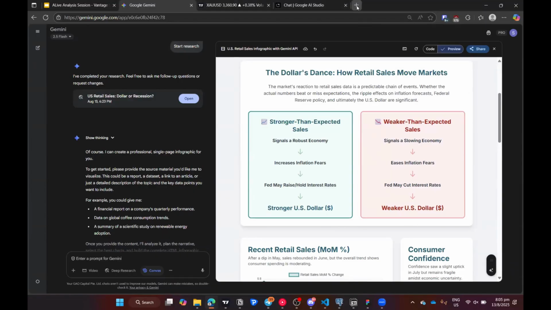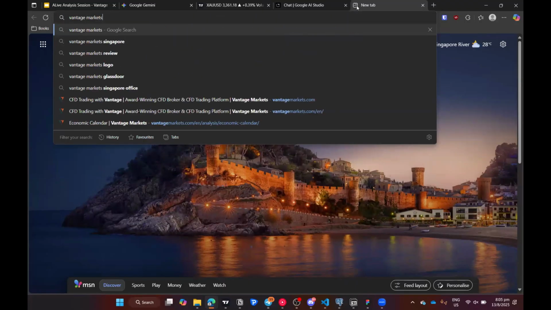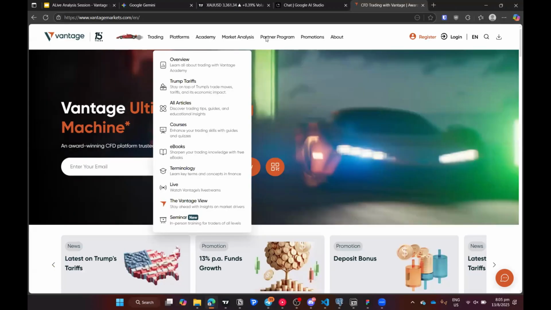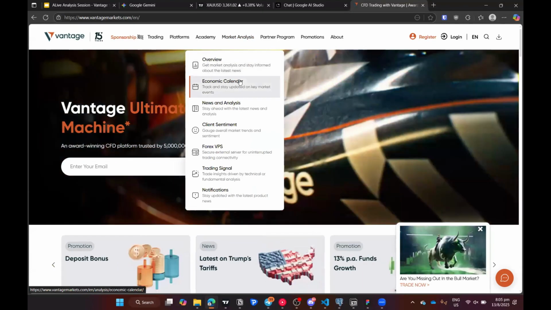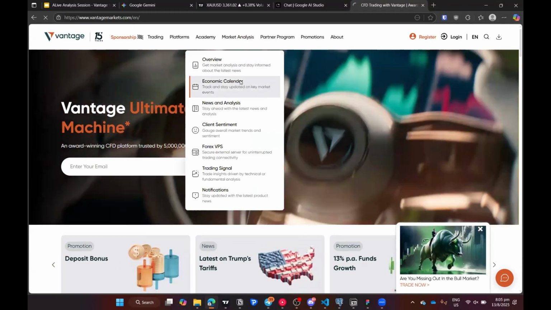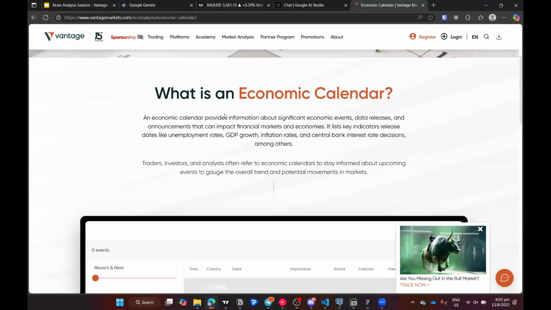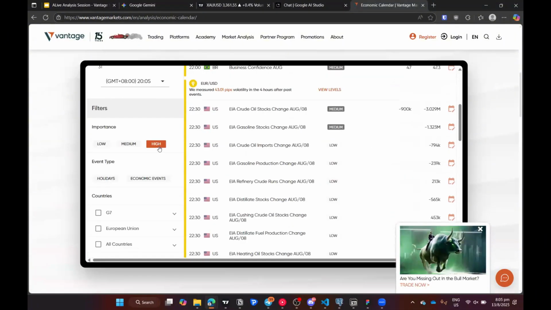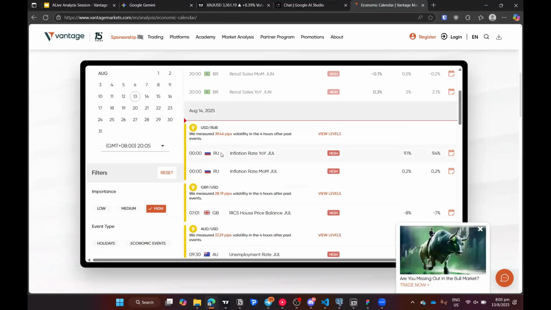For those of you who are looking to track your calendar, there is a calendar on the Vantage website. I'm just going to the Vantage website. At the top, you will be able to see this tab called Market Analysis, and click on your economic calendar. It brings up all the next 2 weeks worth of events. And what we'll be interested in is your high importance. Anything that's of high importance, they call it the red folder events.